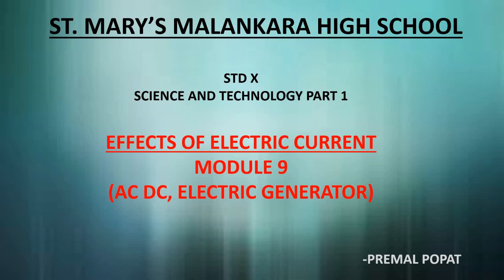My name is Premal Popat and today we'll be studying the last module, that is module 9 of the chapter Effects of Electric Current, and this is the chapter from Science and Technology Part 1 of 10th Standard textbook. In this module, we'll be studying the alternating current and the direct current, that is the difference between both, and also the working and construction of an electric generator. So let's proceed with the topic.